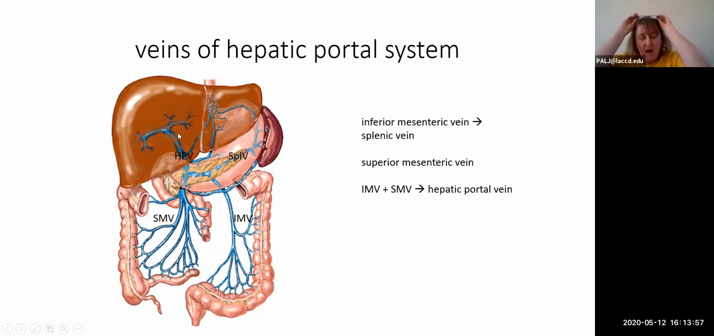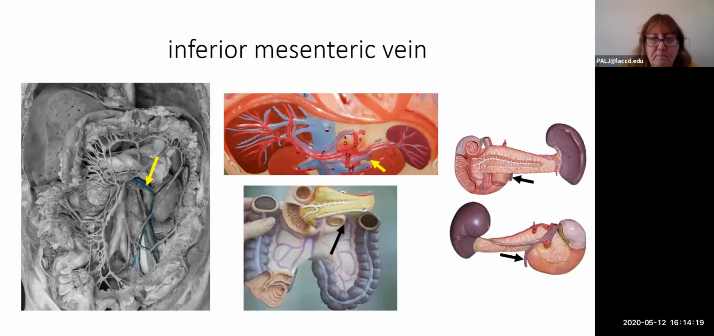So the liver not only gets oxygenated blood from a branch of the common hepatic artery, but also gets venous blood from the hepatic portal system. And in fact, 80% of the blood to the liver comes from this hepatic portal vein. All right, so let's look at this step by step to see what these blood vessels look like.